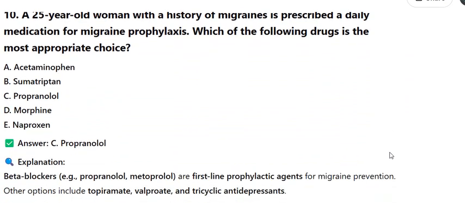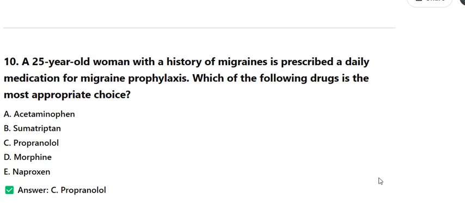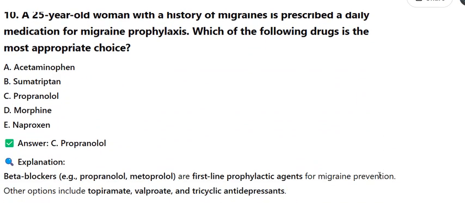10. A 25-year-old woman with a history of migraines is prescribed a daily medication for migraine prophylaxis. Which of the following drugs is the most appropriate choice? A. Acetaminophen. B. Sumatriptan. C. Propranolol. D. Morphine. E. Naproxen.